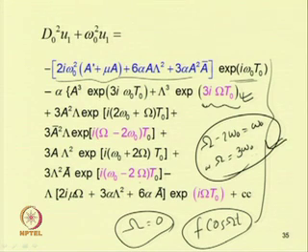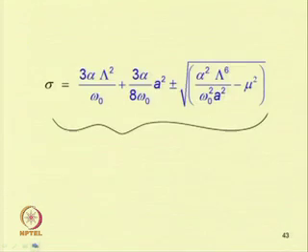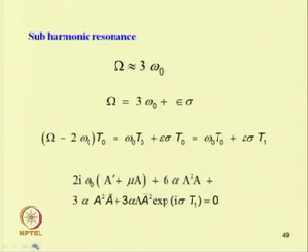Now let us see the case when this external excitation frequency omega is near to 3 times omega 0 of the system. If it is 3 times, then it is known as subharmonic resonance condition. In case of subharmonic resonance condition, we have taken omega nearly equal to 3 times omega 0, or this external frequency omega equal to 3 omega 0 plus epsilon sigma. In the forcing term we have omega minus 2 omega 0 t 0, which can be written as 3 omega 0 t 0 minus 2 omega 0 t 0.